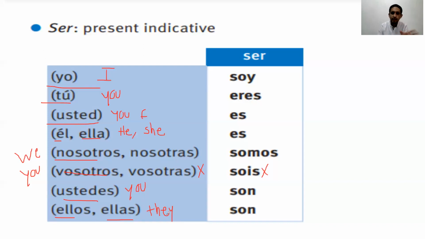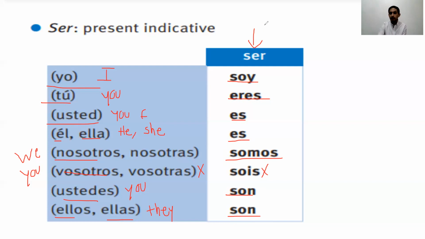Remember that in Spanish we have masculine and feminine, so it's important to notice that difference, okay? And now we have the verb to be. It's an irregular verb, that is to say that it changes a little bit while conjugating, right? So we have yo soy, tú eres, usted es, él, ella es, nosotros, nosotras somos, ustedes son, ellos, ellas son. I'm gonna repeat once again for you. Yo soy, tú eres, usted es, él, ella es, nosotros somos, ustedes son, ellos, ellas son.